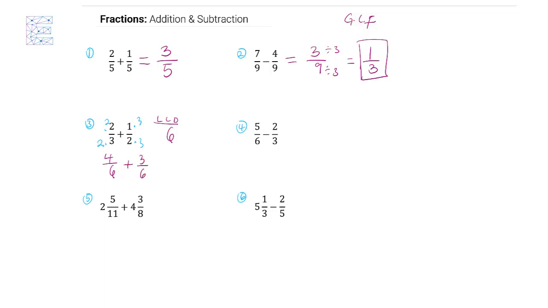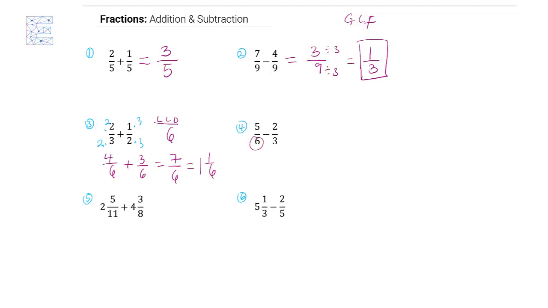And these were being added. So 4 plus 3 is 7. Once again, keep the denominator as is. We can leave the answer in improper form, or we can convert it to a mixed number, which is 1 1/6. If you've forgotten how to convert the improper fraction to a mixed number, just refer back to the first video on fractions.